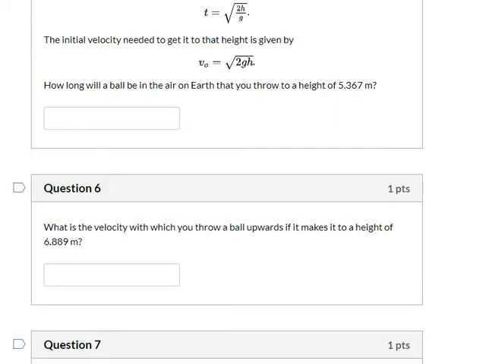Number 6. What is the velocity with which you throw a ball upwards if it makes it to a height of 6.889 meters? All right, so we've got h, and here we're using the velocity equation. v, your velocity you throw it with, is the square root of 2gh. We have h. We know g is 9.81. We know 2. So we take the square root of 2gh to get our initial velocity.